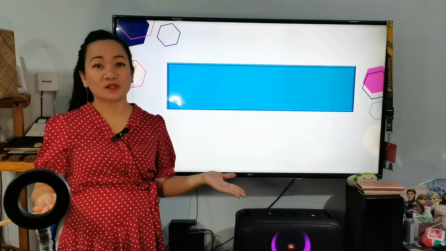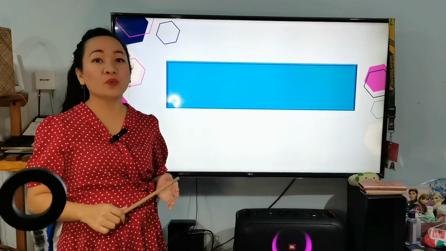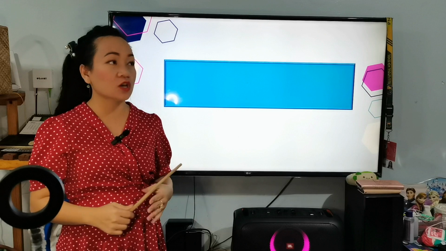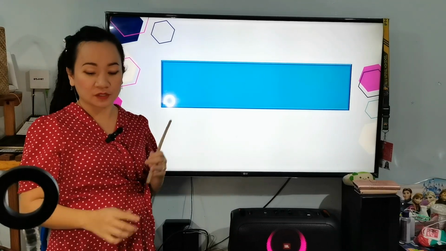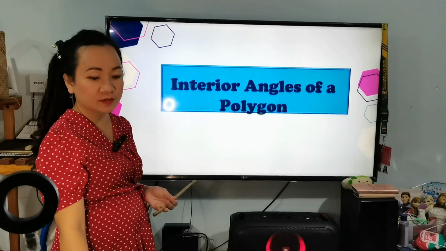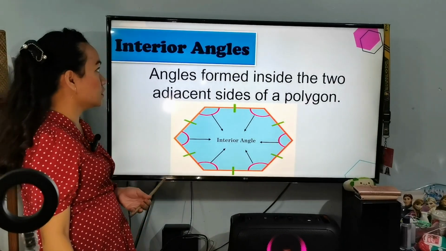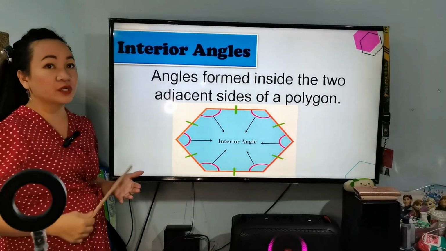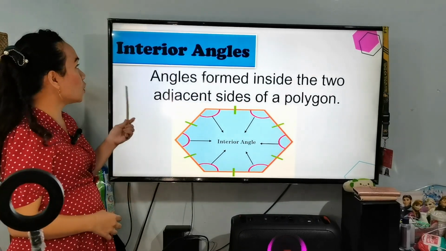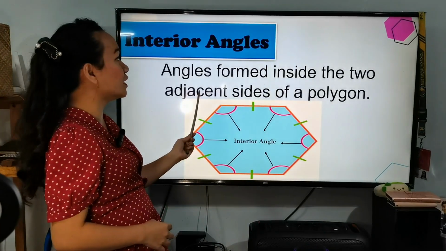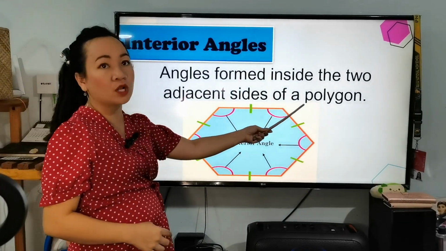Hello everyone. So for today's session, we will be learning how to get the sum of the interior angles of a given polygon. So let's start. Interior angles of a given polygon. So what is an interior angle? We define it as an angle formed inside the two adjacent sides of a polygon.